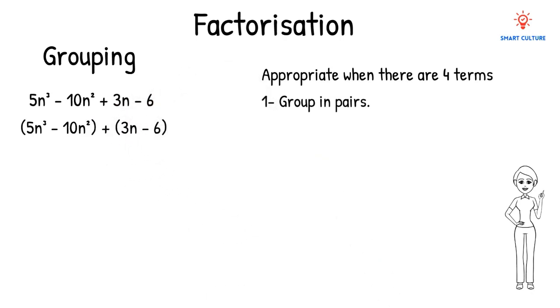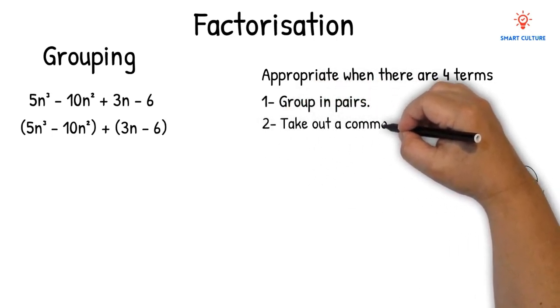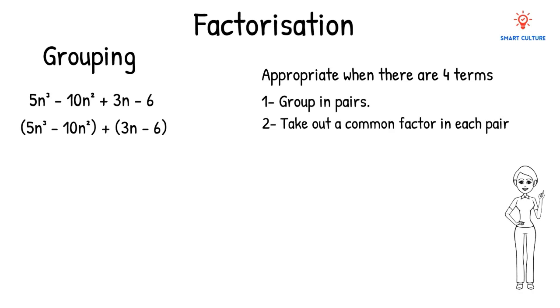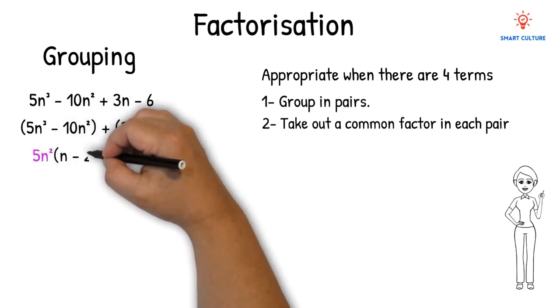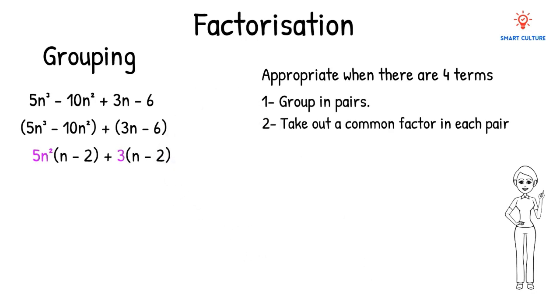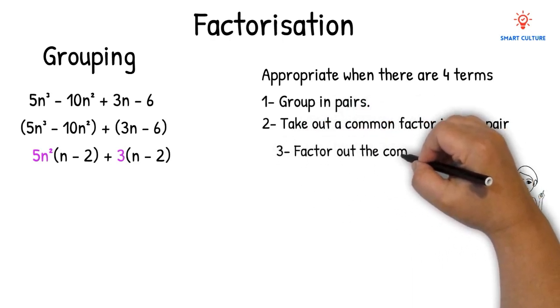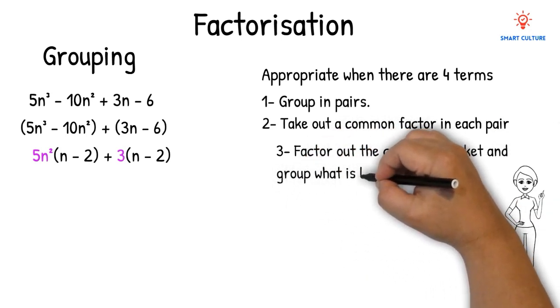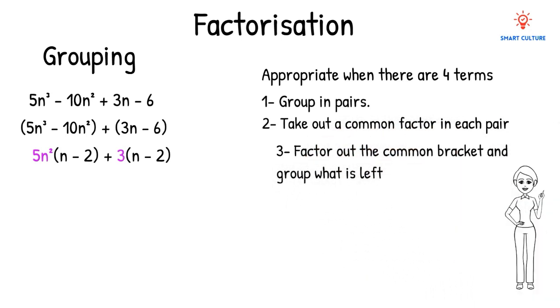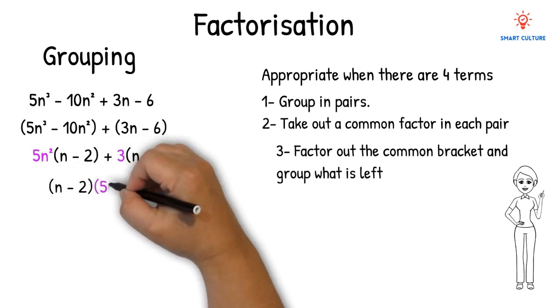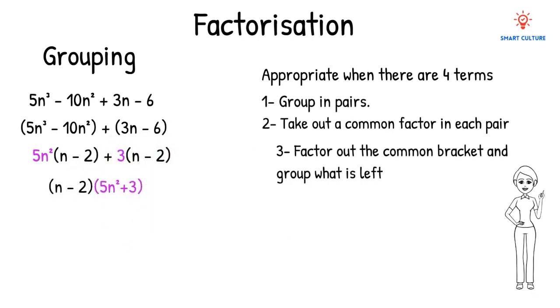Now in step 2, we are going to take out a common factor from each pair. In the first pair, we can take out a 5n squared, leaving us with n minus 2. In the second pair, we can take out a 3, leaving us with n minus 2. And that is the objective which we are going for, getting two brackets that look the same. Now we can factor out the common bracket and group what is left. We can factor out the common bracket of n minus 2, and that leaves us with 5n squared plus 3 left, which we then group together.